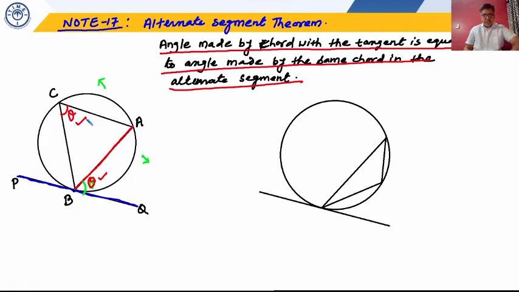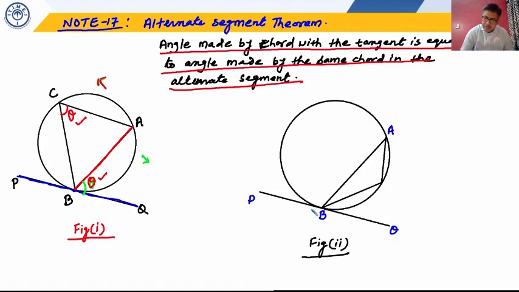The angle made by the chord with the tangent is theta, then the angle made by the same chord in the alternate segment here is also theta. This is your figure number 1. Now figure number 2. Angle made by the chord with the tangent. So AB is your chord, PQ is your tangent, and let's say this angle is 180 minus theta. Then the angle made by the same chord in the alternate segment is also 180 minus theta.